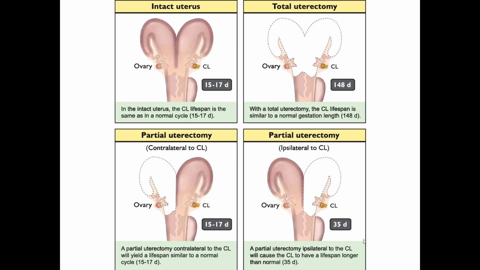The take-home message here is that, first and foremost, the uterus absolutely has to be intact for successful, timely luteolysis to take place. If it's not intact, the CL is going to stick around for a normal gestation length.